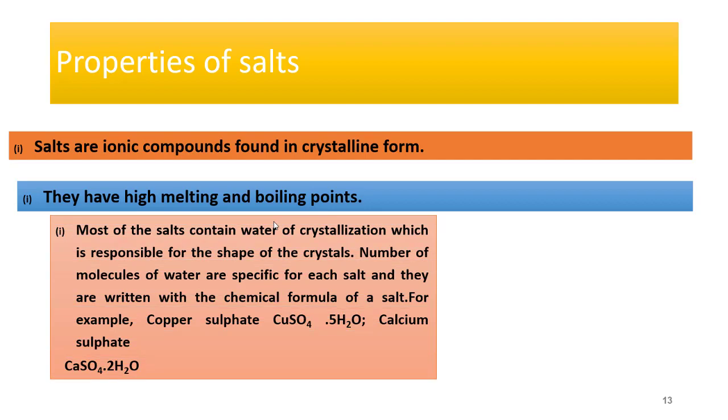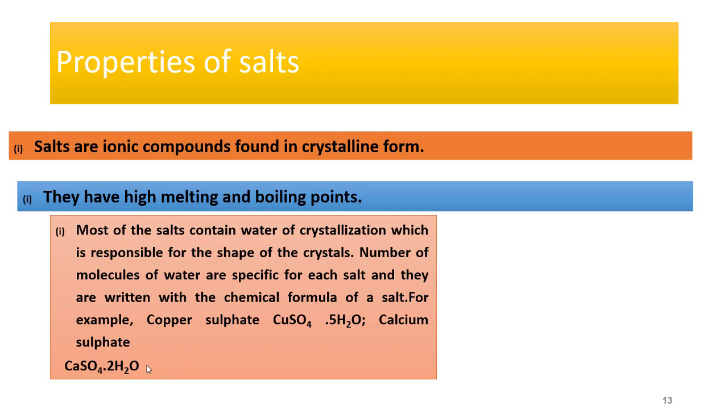Next one is most of the salt contain water of crystallization, which is responsible for the shape of the crystals. Number of molecules of water are specific for each salt and they are written with the chemical formula for a salt. For example, copper sulfate pentahydrate. Copper sulfate में क्योंकि 5 water molecule होते हैं, it is written as copper sulfate pentahydrate. Similarly, calcium sulfate में क्योंकि 2 water molecule होते हैं, similarly it is written as calcium sulfate dihydrate.